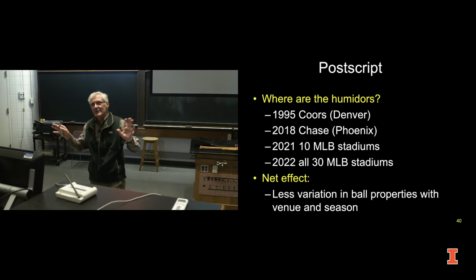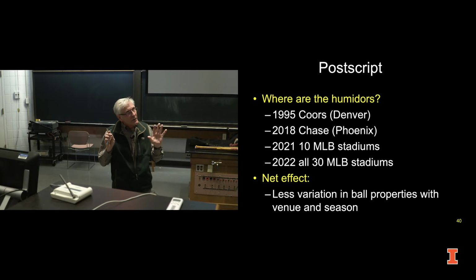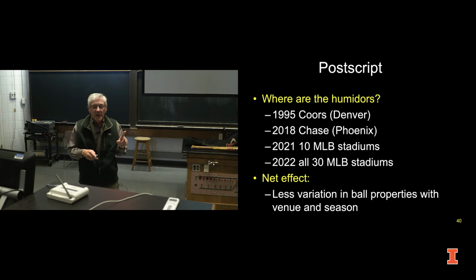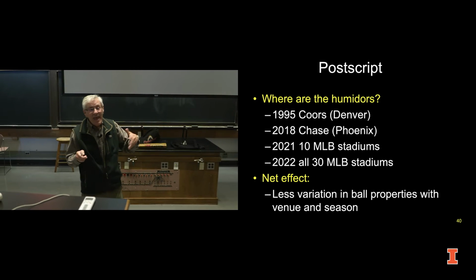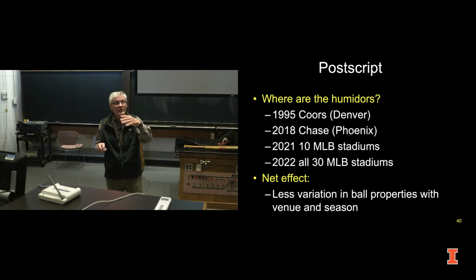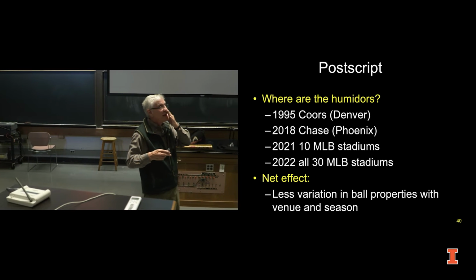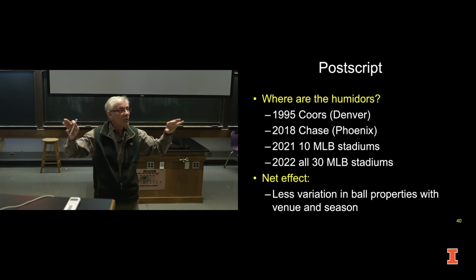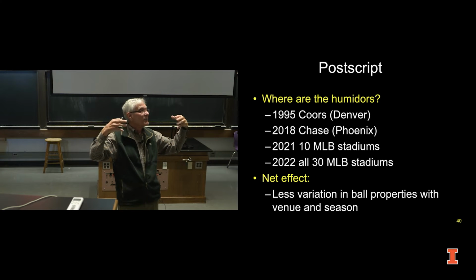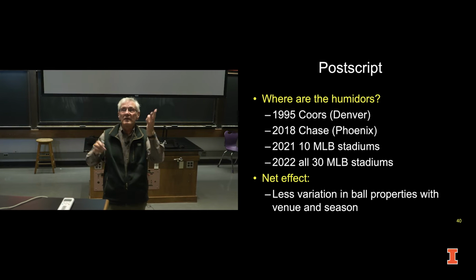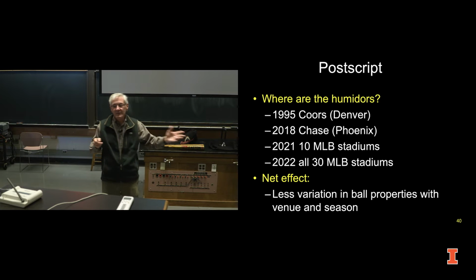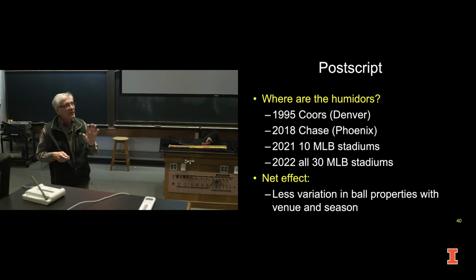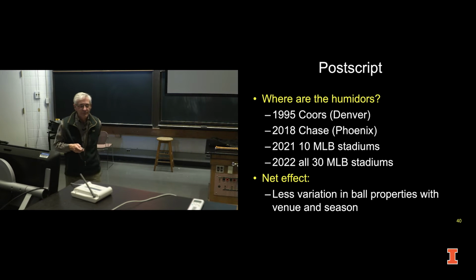Now, I haven't gone through an analysis of all of the 30 of these, but the goal of doing that was to produce less variation in ball properties, both with location and with the season. As you might imagine, if the balls were just stored out in the open in the spring and the fall when it's relatively dry, the properties would be different than in the middle of the summer when it's very humid. That's especially true in places like Miami. But anyway, I think that goal was quite nicely achieved.